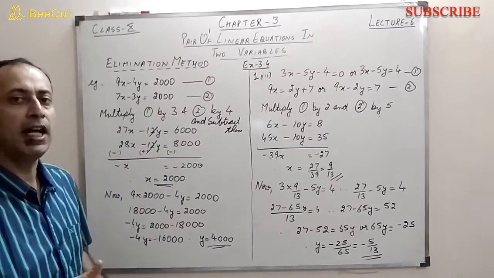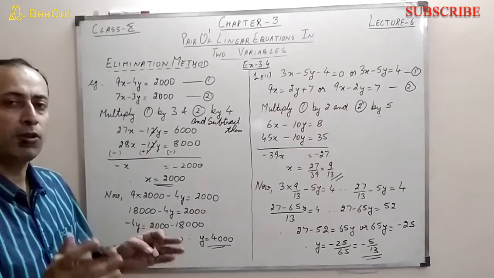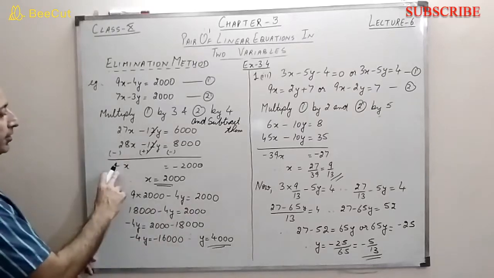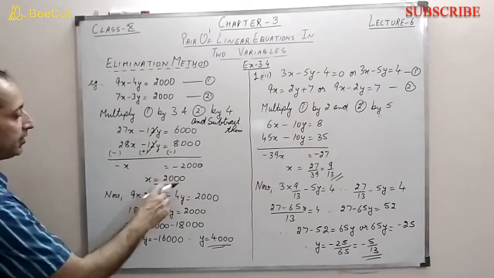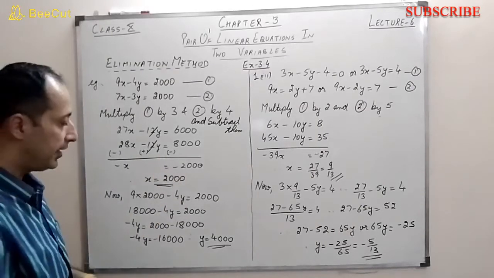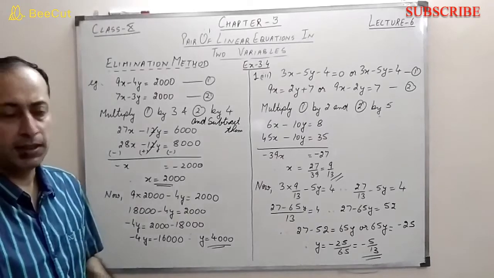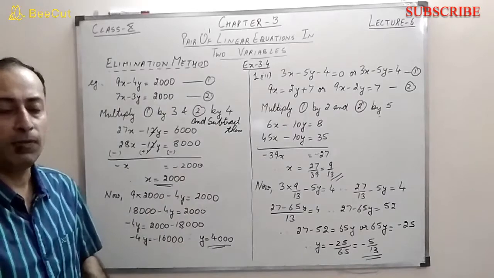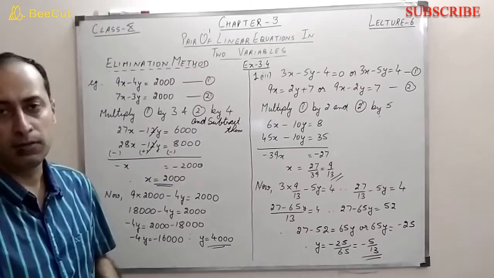So what we are doing is eliminating one variable by making the coefficient of one variable equal, right? When we subtract these two, we get minus x equals minus 2000. So the value of x becomes 2000. Now the next step is the same as we do in the substitution method. We substitute the value of x in any of the two equations, and then we can find the value of y, which we have done, and we have got the value of y as 4000, right?